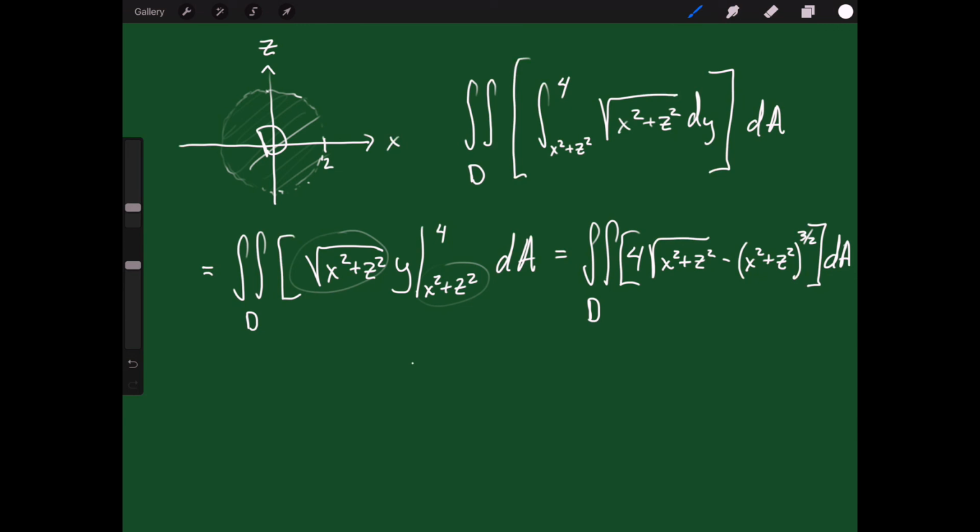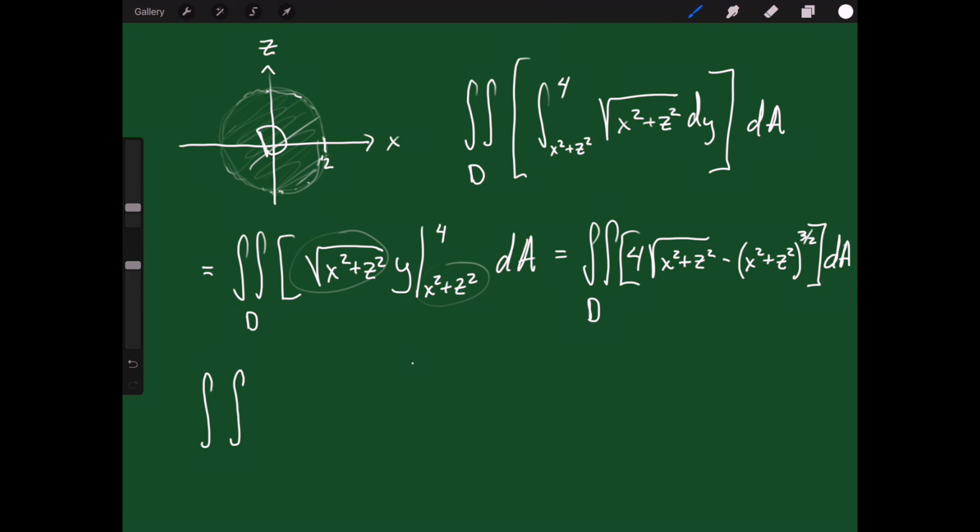Okay, so now I'm ready to integrate, but I said it might work better for me if I were working in polar. So x squared plus z squared in the xz plane, that is my r. So what I'm going to do is replace x squared plus z squared with r. So now let's see what we've got here. If I'm integrating this over this region that is just this circle of radius 2, then what are my r and my theta being integrated over?